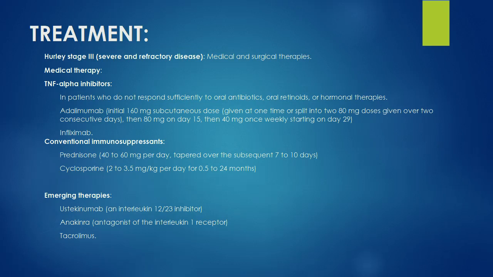Emerging therapies: ustekinumab, an interleukin-12/23 inhibitor, and anakinra, an antagonist of the interleukin-1 receptor, are newer biologic therapies that may be of benefit for patients with severe and refractory HS based upon limited data. A case report also describes a potential response of HS to oral tacrolimus.